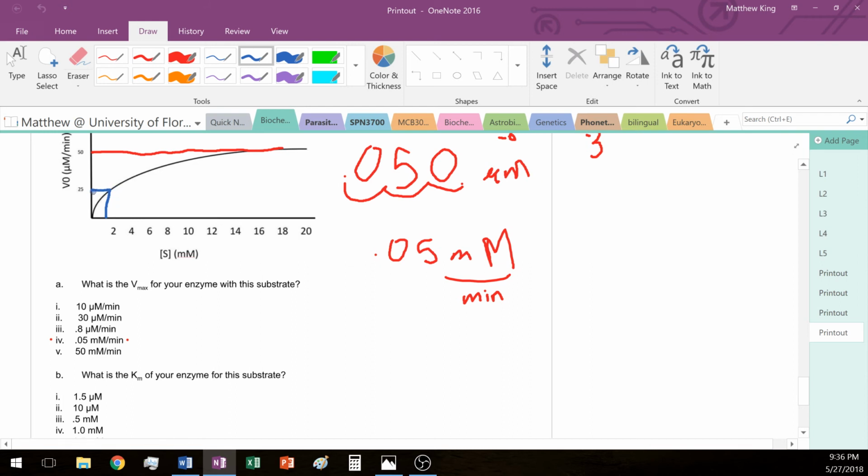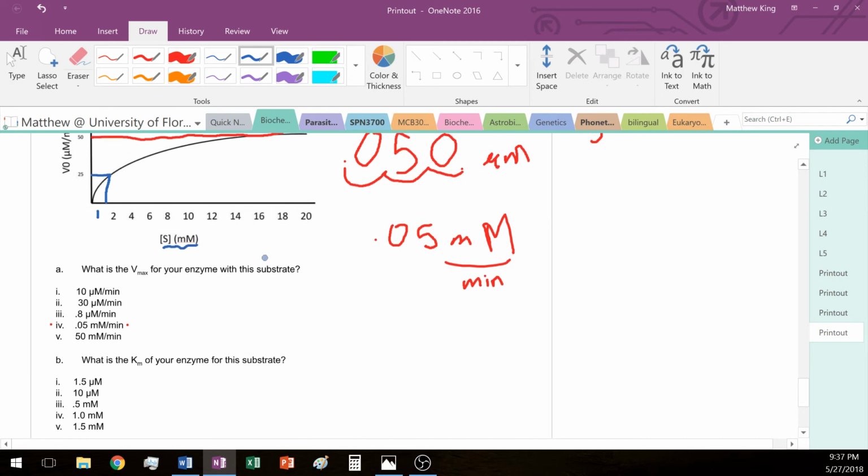But 25 is right here, so you find half of Vmax, because Vmax is 50, and now we know that half of Vmax is 25, and Km is the substrate concentration at which you reach this value. So what you're going to do is pick the closest number of the answer choices to this. So that's somewhere between 1 and 2. So we're probably looking at something like 1.5. And we see that there's 2 1.5s.